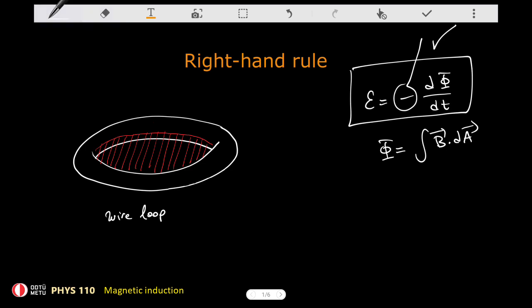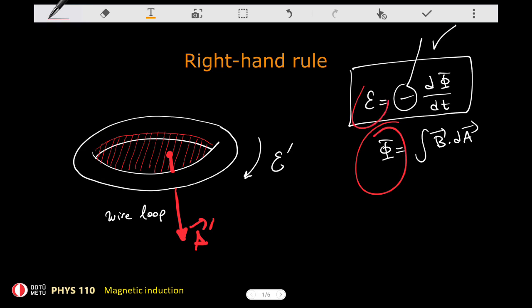As a result, if I measure the EMF along that direction, let me call this E prime. In this case, I'm going to choose the area vector like that, so now it's pointing in this direction. When I do this change, of course, flux changes sign, EMF changes sign, but this equation will still be valid. That's essentially what we are saying.